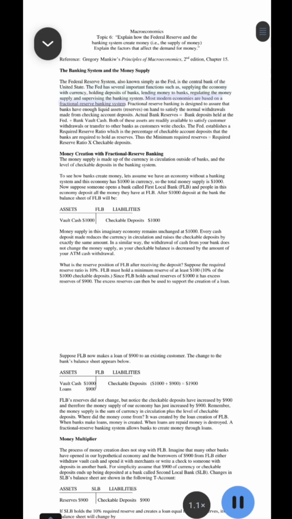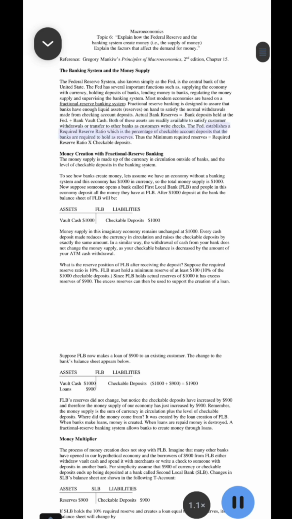Most modern economies are based on a fractional reserve banking system. Fractional reserve banking is designed to assure that banks have enough liquid asset reserves on hand to satisfy the normal withdrawals made from checking account deposits. Actual bank reserves equal bank deposits held at the Fed, plus bank vault cash. Both of these assets are readily available to satisfy customer withdrawals or transfer to other banks as customers write checks.